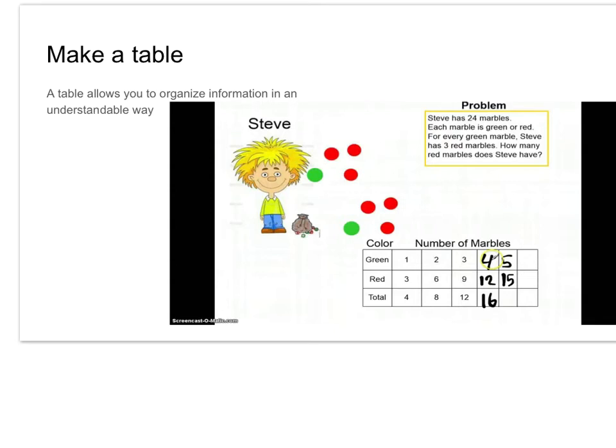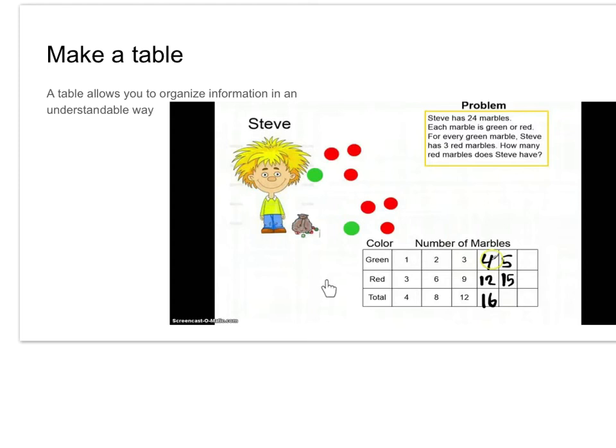So in this example, we have Steve, with the crazy hair, some kind of animal friend. It says Steve has 24 marbles. Each marble is red or green. For every green marble, Steve has 3 red marbles. How many red marbles does Steve have? In this problem, it makes sense to make a table. We're used to making tables. What they did is they did the color and then the number of marbles. They told us in the problem they have green or red marbles, and then we want to know the total.